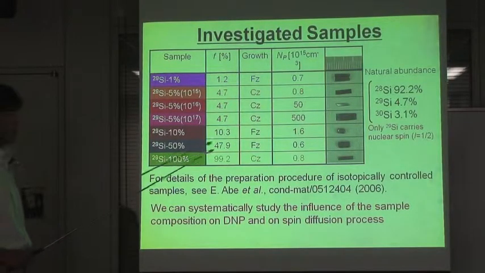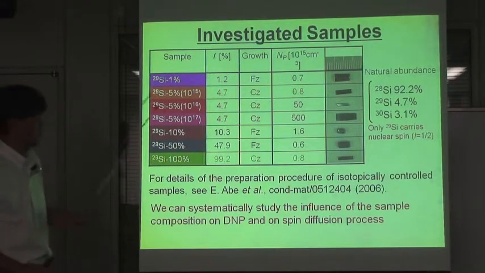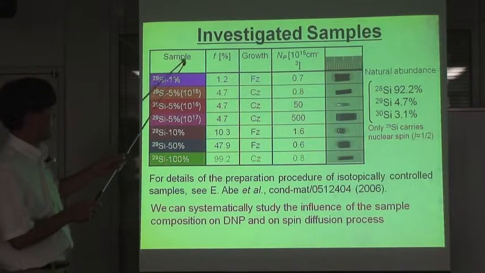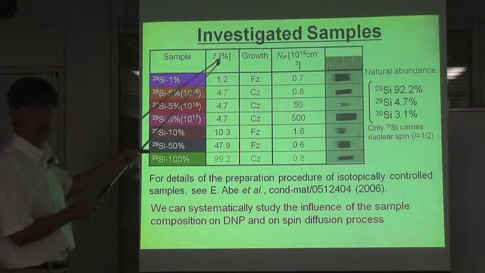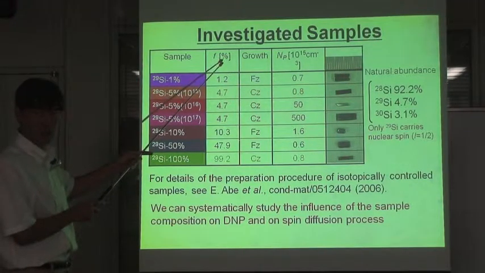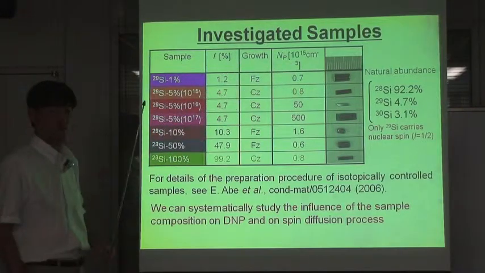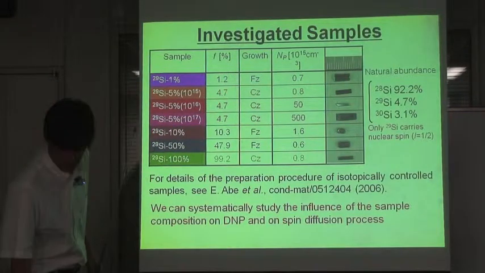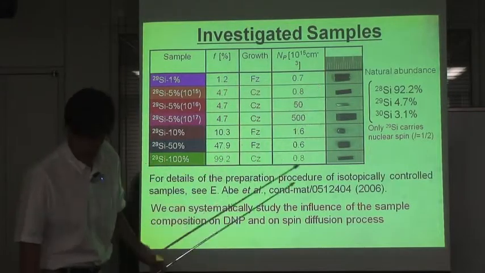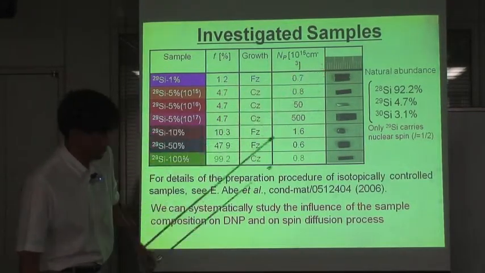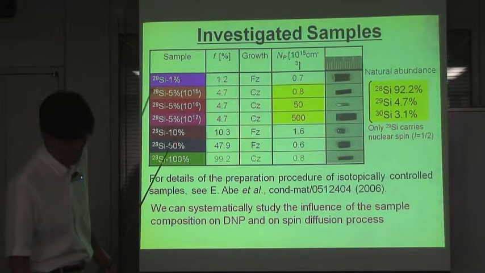So now, results and discussion. Hiroshi has prepared 7 samples. Here's a sample name. Here's the 29 silicon concentration. It's a bulk crystal. Here's the growth method and the concentration of phosphorus in the sample. And here's a picture of each sample with a ruler in millimeters.